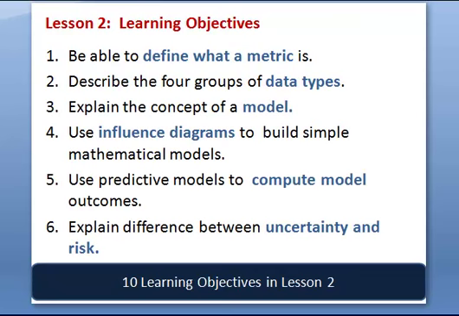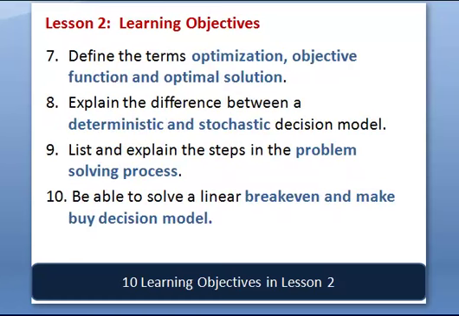Some of the things that we'll be covering are defining what a metric is, 4 different groups of data types, the concept of a decision model, how to do influence diagrams, how to compute a model, the difference between uncertainty and risk, some of the terms optimization, objective function, and optimal solution, and explain the difference between deterministic and stochastic decision models, and learn a little bit about the steps in the problem-solving process and a couple of linear break-even and make-buy decisions.